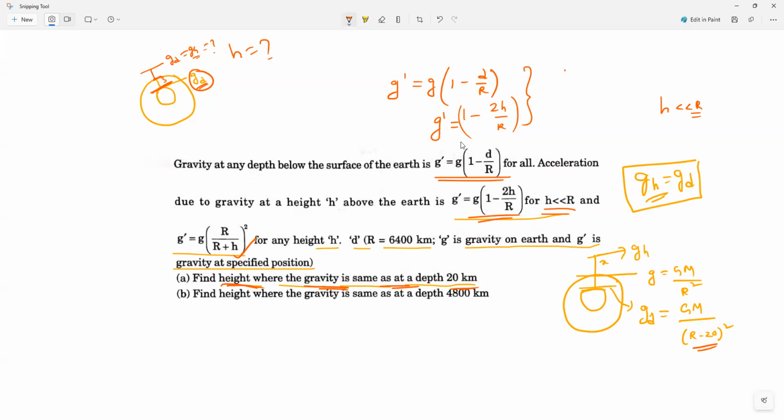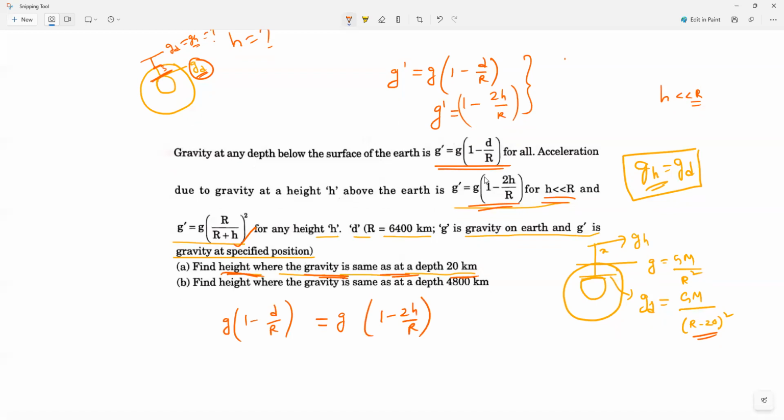Observe very carefully how I will do it, everybody. I will say g into 1 minus d by R is equal to g into 1 minus 2h by R. This is the height we have to find. That's all it is now. We can get everything very simplified. You can notice that g on both sides will get cancelled. So what is remaining? 1 minus d by R is equal to 1 minus 2h by R.